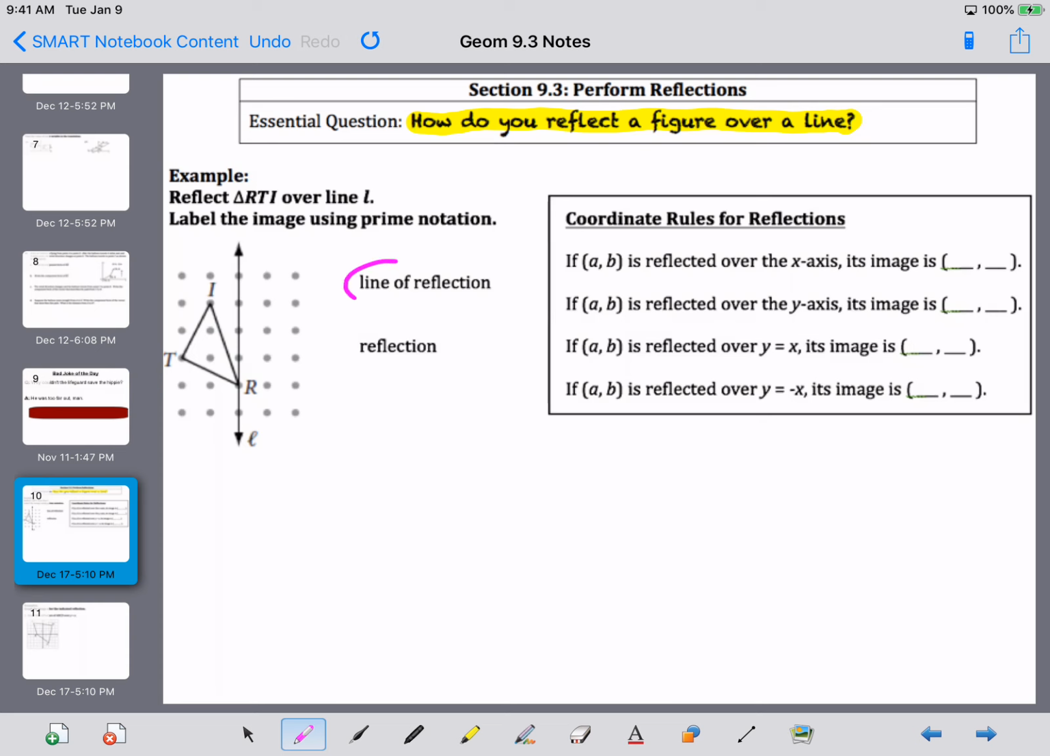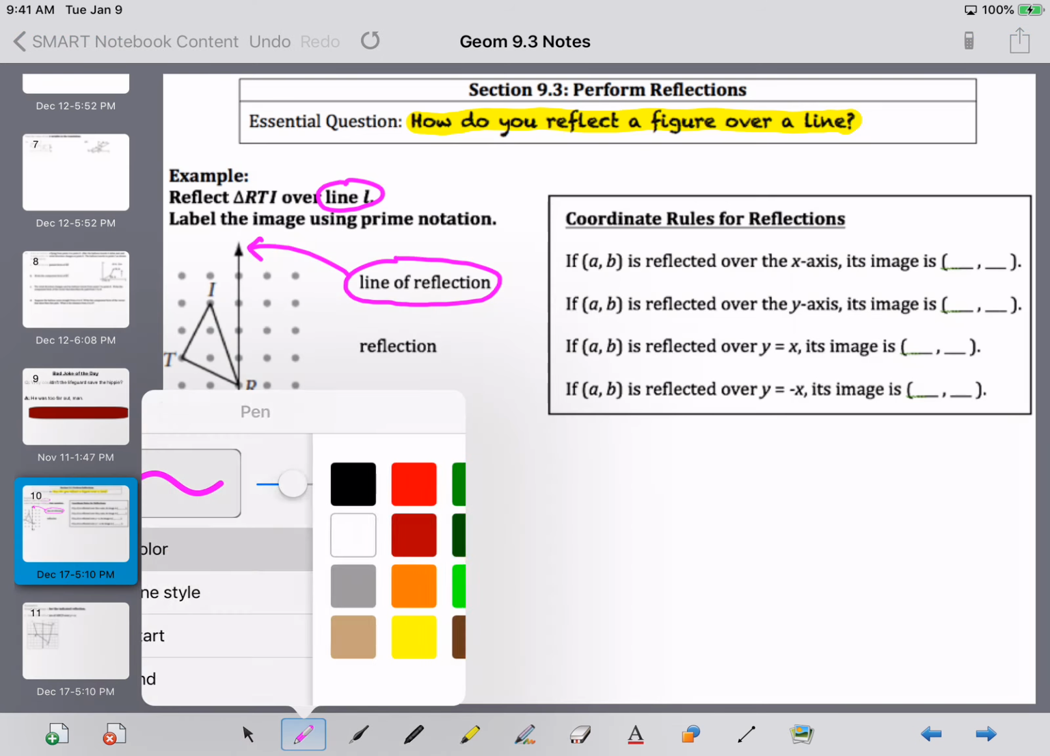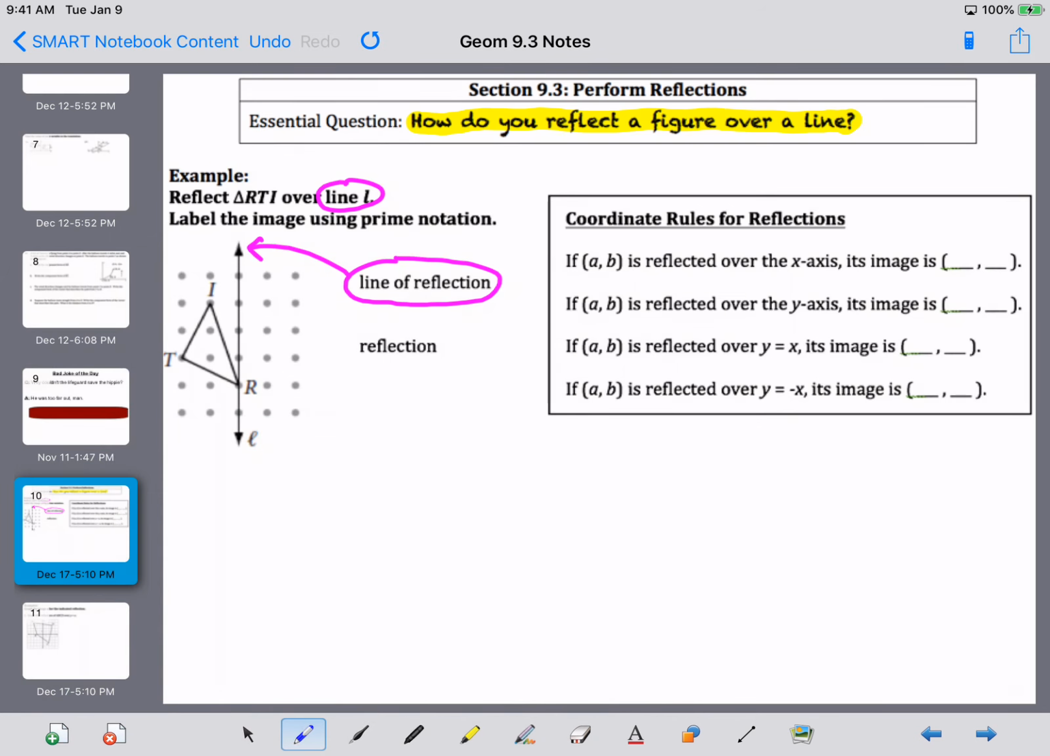Okay, so the line of reflection in this first example, they're asking us to reflect triangle RTI over line L. So this line L is the line you're reflecting over. And then the prime notation we talked about last time, where when you move something, you put that little apostrophe after it. And a reflection is simply a mirror-like transformation. So it's like if that object was looking in a mirror, what it would look like.